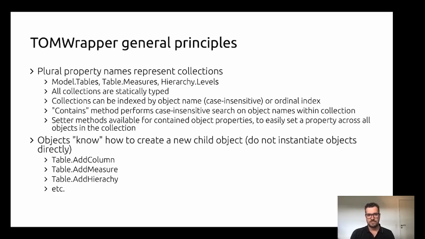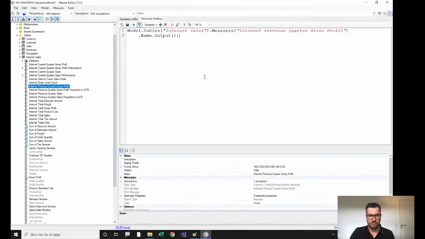And all of these collections can be indexed by object name in a case-insensitive manner or by ordinal index. In addition, all of these collections have a contains method that you can use to perform a case-insensitive search within the collection based on the object name. And there are also some setter methods available so that you can set a property on all of the contained objects at once instead of having to iterate. It's just all convenience methods. Let me show you how it works.